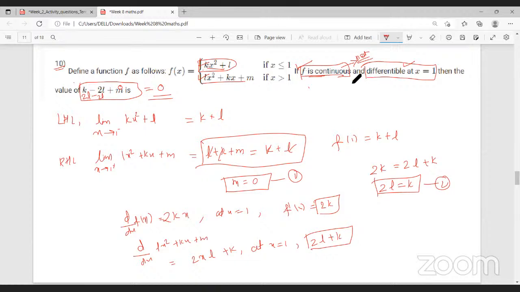When the function is differentiable, it will automatically be continuous, always. If it is differentiable, then it must be continuous. And if it is continuous, then we cannot guarantee whether it is differentiable or not. We cannot guarantee that if f is continuous, it is differentiable. There is no guarantee. There was one question based on this also.